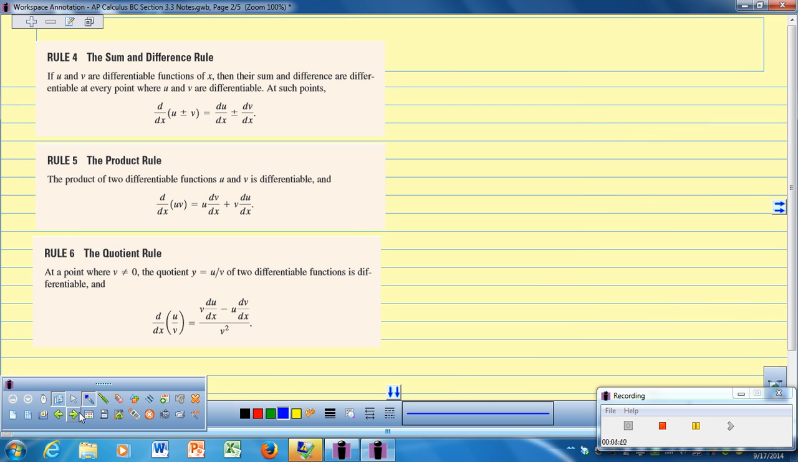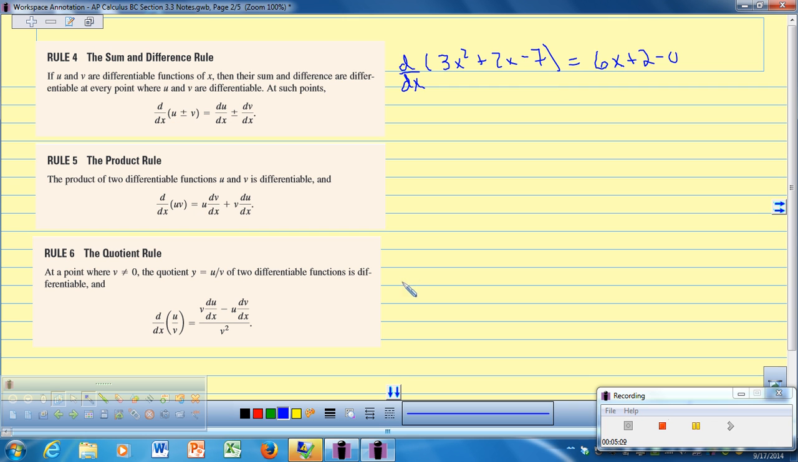Now we'll move on and take a look at the sum and difference rule. So this deals with when we're dealing with things like polynomials. So basically it says the derivative of a sum or difference is equal to the sum or difference of the derivatives. So if I want to take the derivative of 3x squared plus 2x minus 7, I can take the derivative of each term individually, and that will be the derivative of the entire function. So this would be 6x plus 2 minus 0.